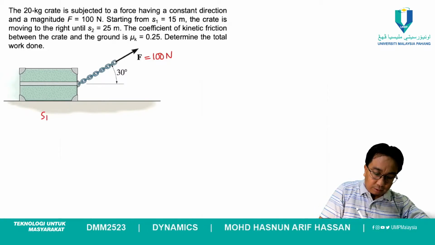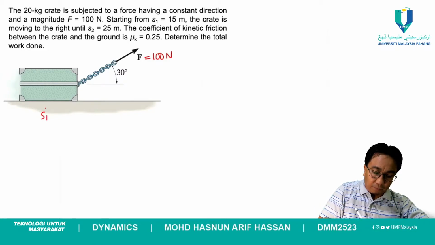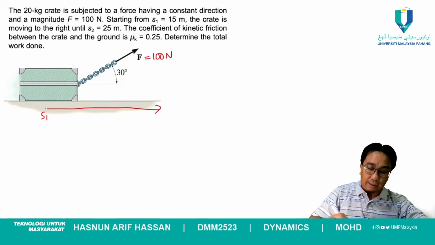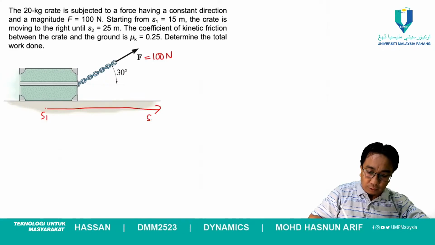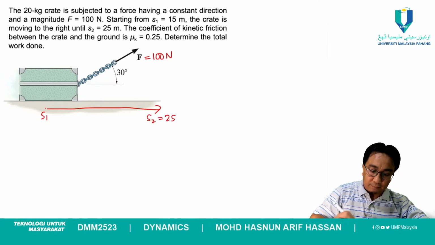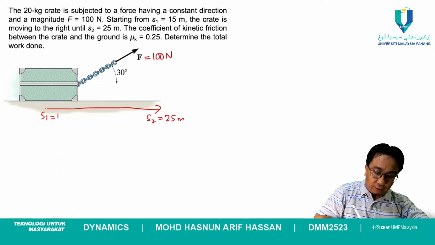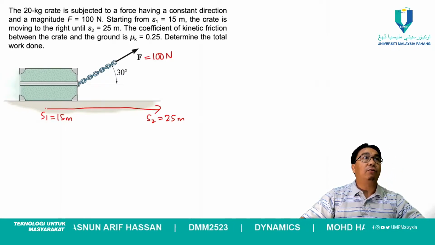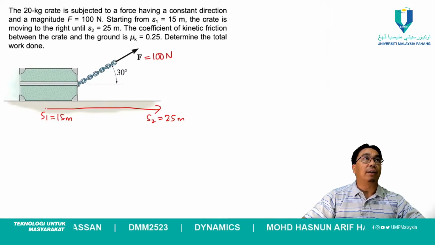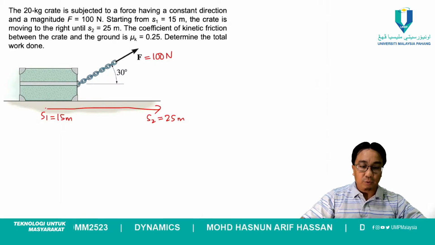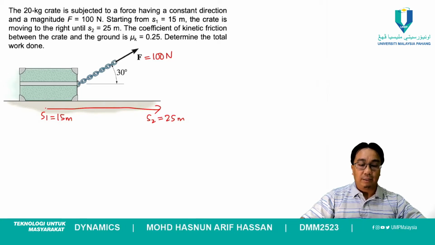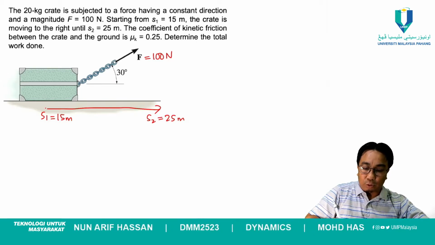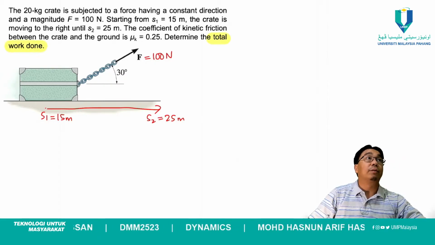Okay, this is already 15 meter, and then it is moving to the right to S2, which is 25 meter. S1 is equal to 15 meter. The coefficient of kinetic friction between the crate and the ground is mu k, 0.25. Determine the total work done. So what we want to find is the total work done, keseluruhannya.